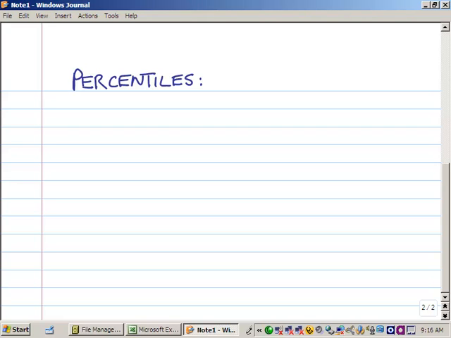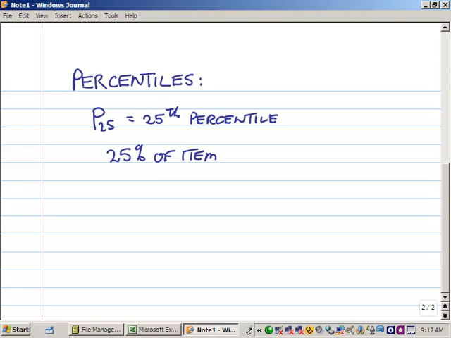Let's say that we're looking for the 25th percentile. We'll denote that by P25. Alright, so that's the 25th percentile. The definition of this is that 25% of the items in the sample population lie less than or equal to the 25th percentile, and therefore, of course, the rest, 75% of the items, lie above the 25th percentile.